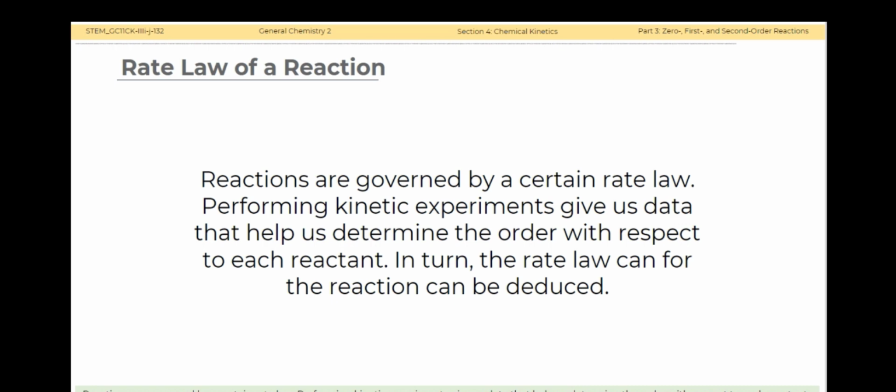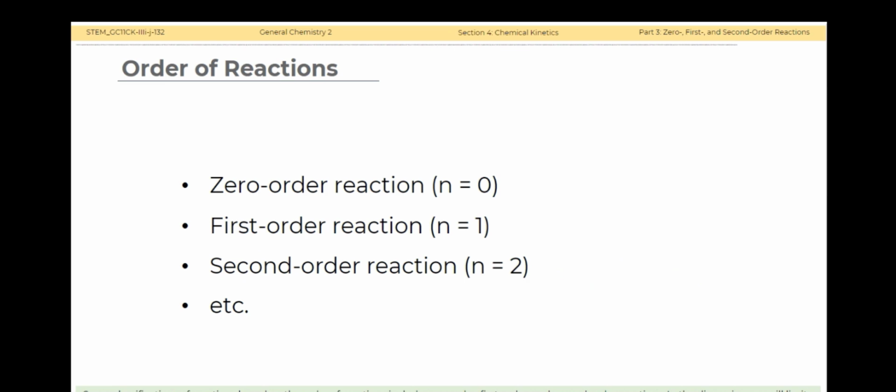Reactions are governed by a certain rate law. Performing kinetic experiments gives us data that help us determine the order with respect to each reactant. In turn, the rate law for the reaction can be deduced. Some classifications of reactions based on the order include zero order, first order, and second order reactions. In the discussion, we will limit the discussion to reactions with only one reactant.